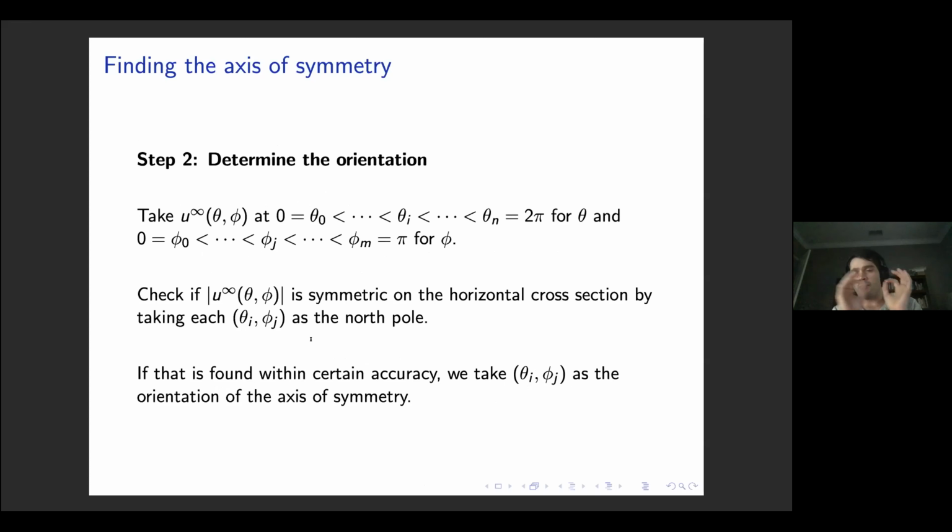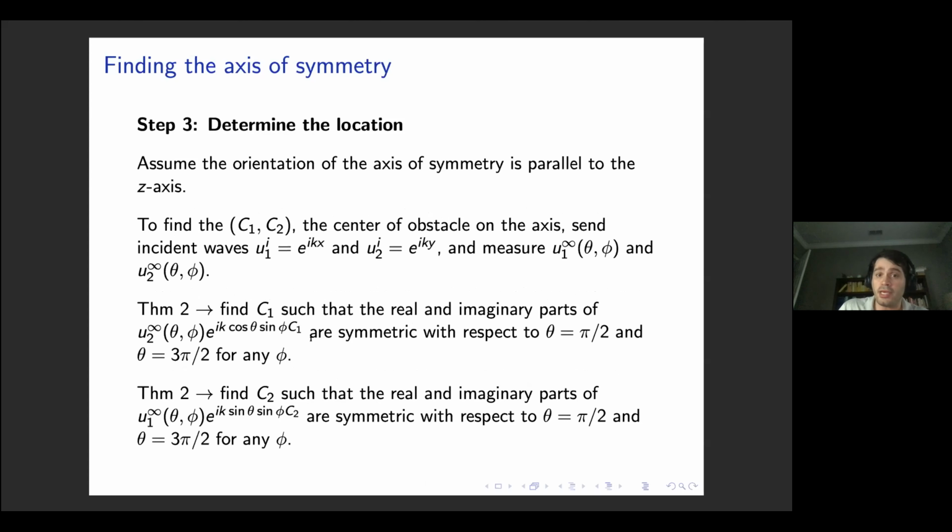This is pretty manual. Once you move around the modulus of the far fields through this grid of angles, and you find one that is very close to being symmetric, it means that we are on the axis of symmetry. Finally, to determine location, we're going to have to use two waves.